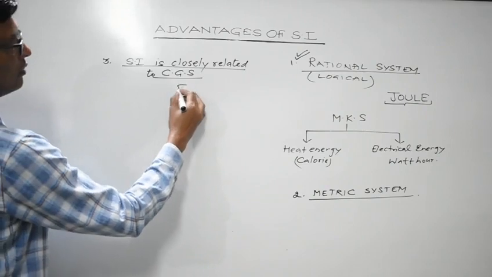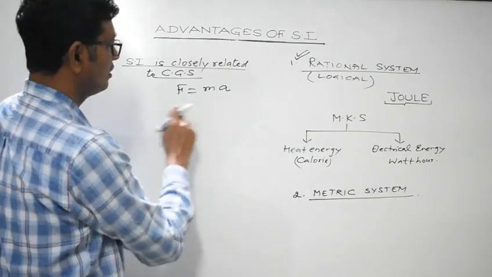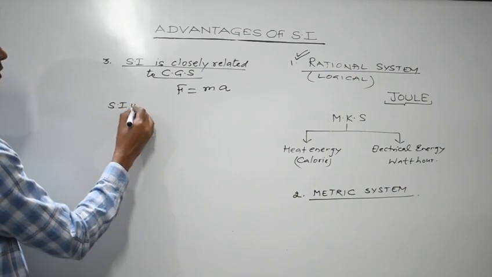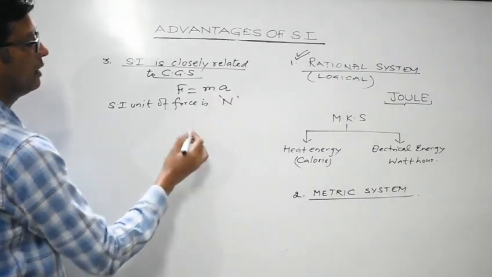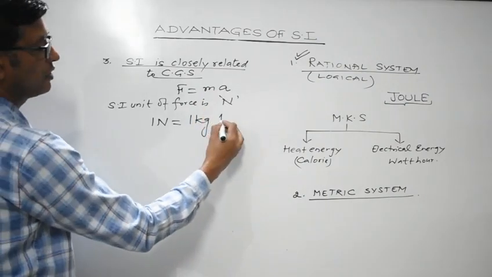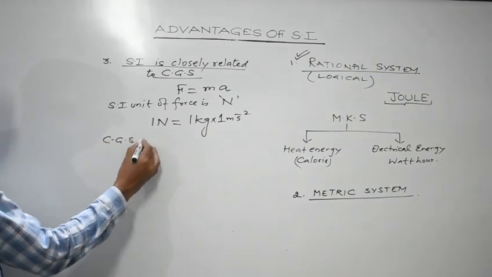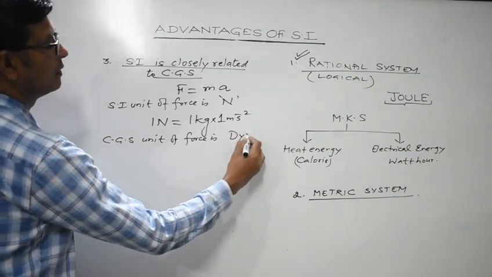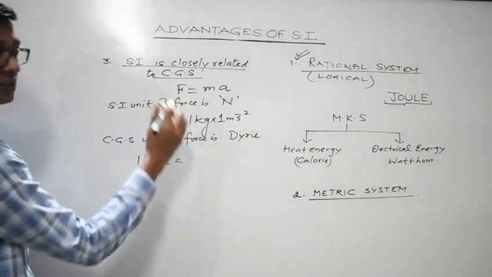We are aware force is given by mass into acceleration. We'll discuss this also. This follows from Newton's second law, right? So anyway, the SI unit of force is Newton, right? So 1 Newton is equal to 1 kg, since the SI unit of mass is kg, into acceleration in meter per second square, right? While the CGS unit of force is dyne. So force 1 dyne, and the CGS unit of mass is 1 gram.